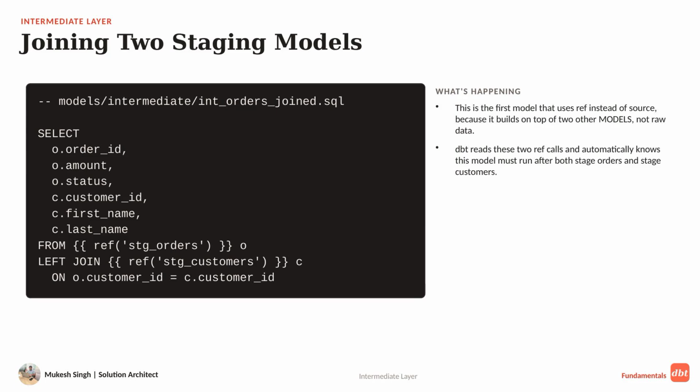Now we build our first intermediate model, joining stage orders and stage customers together. Notice this model uses ref instead of source for both tables, because it's building on top of 2 other DBT models, not raw data directly. DBT reads these 2 ref calls and automatically understands that this model has to run after both stage orders and stage customers finish, without you writing any scheduling logic yourself. This same pattern, staging models feeding an intermediate join, scales to 3, 4, or even a dozen source tables without the query itself ever becoming unreadable.